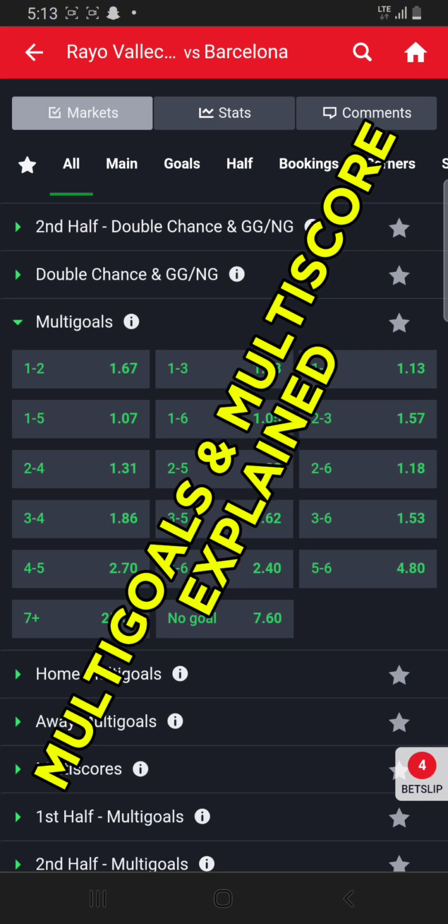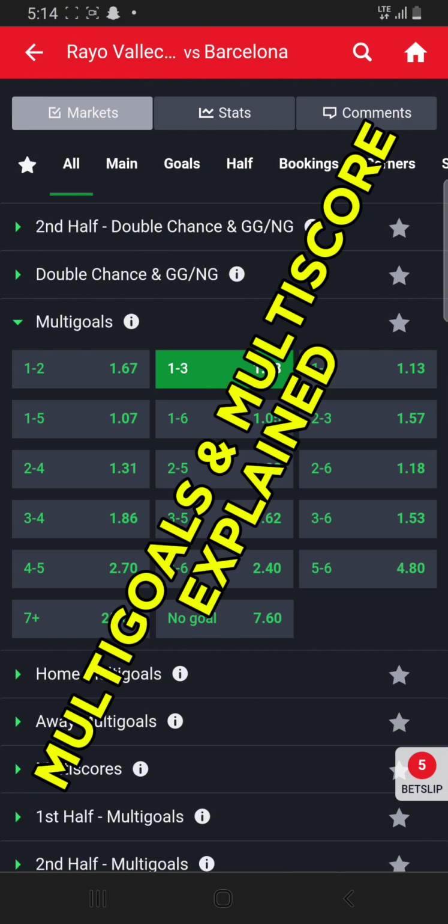So, for example, we are looking at the match between Rayo Vallecano and FC Barcelona. We are saying that the number of goals scored in this game will not exceed 1 to 3 goals. That is what Barcelona has played in their last two matches, winning home and away 2-1. So we expect this match not to end 2-1. We expect Barcelona to win this game 1-0, 2-0, or eventually a 1-1 outcome.